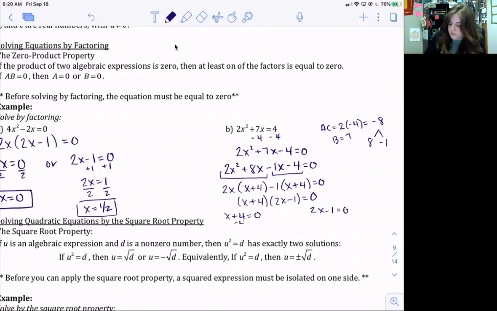So if we subtract 4, we get x equals negative 4. And then 2x minus 1 equals 0, add 1. So 2x equals 1, divide by 2, and x equals 1/2.